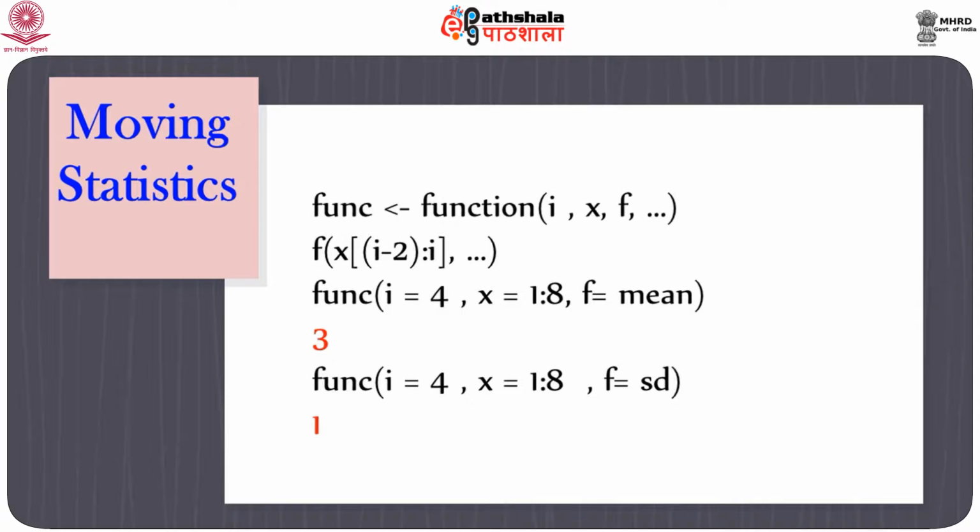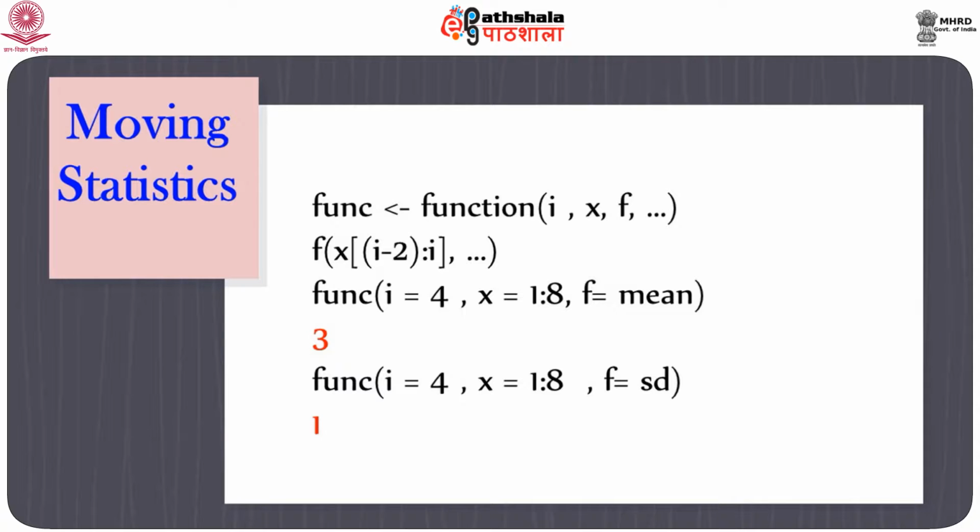Here we are considering the function func, which is a function of i, x, and a function f, which will be decided later. So these are the arguments of the function func. The body of the function says that we need to apply the function that was there in the argument to the values of x starting from the (i minus 2)th value, and we are going up to the ith value. So this is what the function is saying.